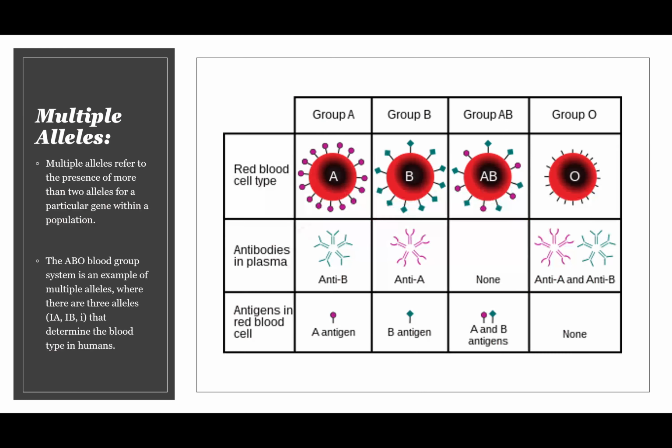Multiple alleles refer to the presence of more than two alleles for particular genes within a population. The ABO blood group system is an example of multiple alleles, where there are three alleles: A, B, and the lowercase i, that determine the blood type in humans. So blood type is an example of what we call multiple alleles. We have multiple alleles for the expression of the genes, and here we have it presented.